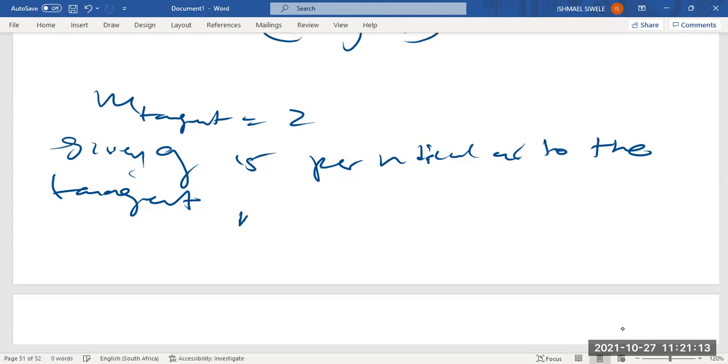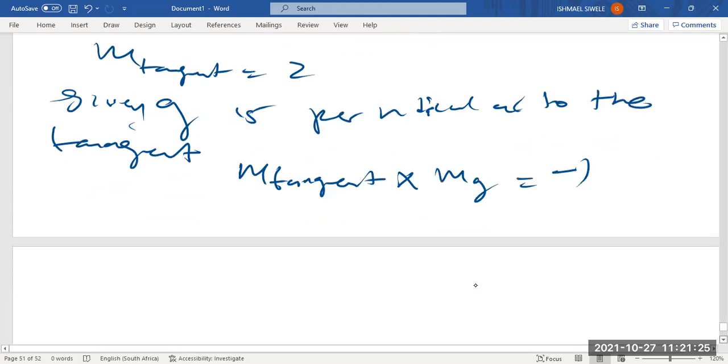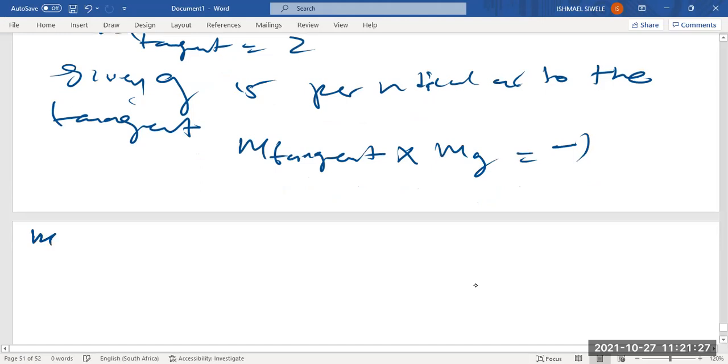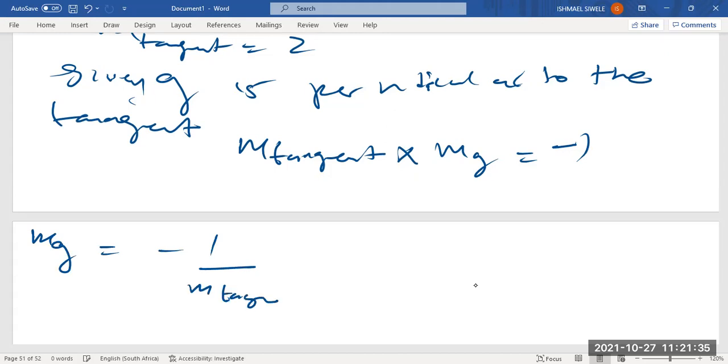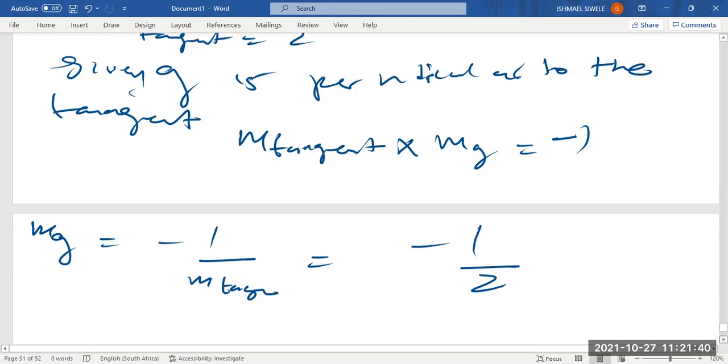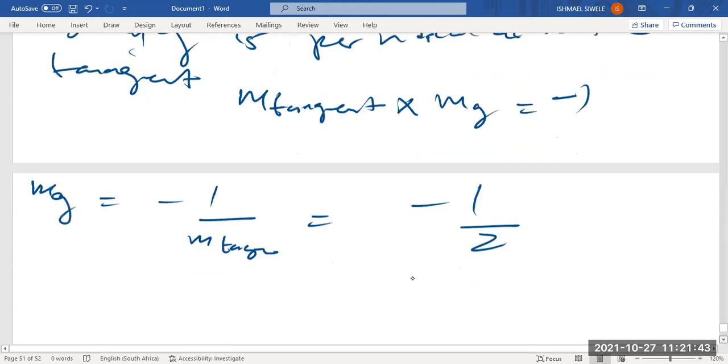It means M tangent multiplied by the gradient of G is going to give us negative 1. And we need the gradient of G. So M G is equal to negative 1 over M tangent, right? And this is equal to what? Negative 1 over 2. And that's the gradient of that other graph. So how are we going to find the equation of that line?